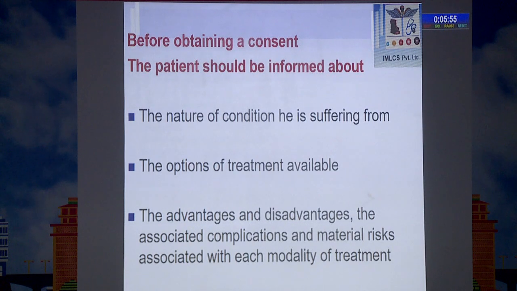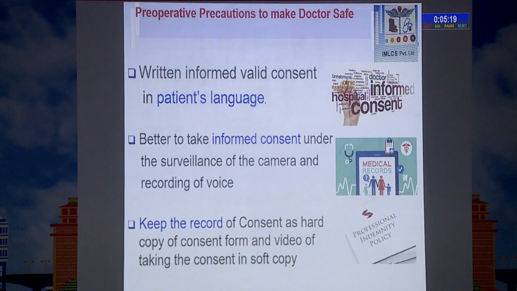Before obtaining consent, the patient should be informed about the nature of the condition he is suffering from. First of all, you have to tell what he is suffering from, the treatment options available, and what alternatives are available for treatment, the advantages and disadvantages, the complications and the medical risks associated with each modality of treatment. And you should say what the disadvantages and complications are in each modality, including alternative modalities, and how you are giving the best treatment. The written informed valid consent should be in the patient's language, that is most important, so that he can understand better.